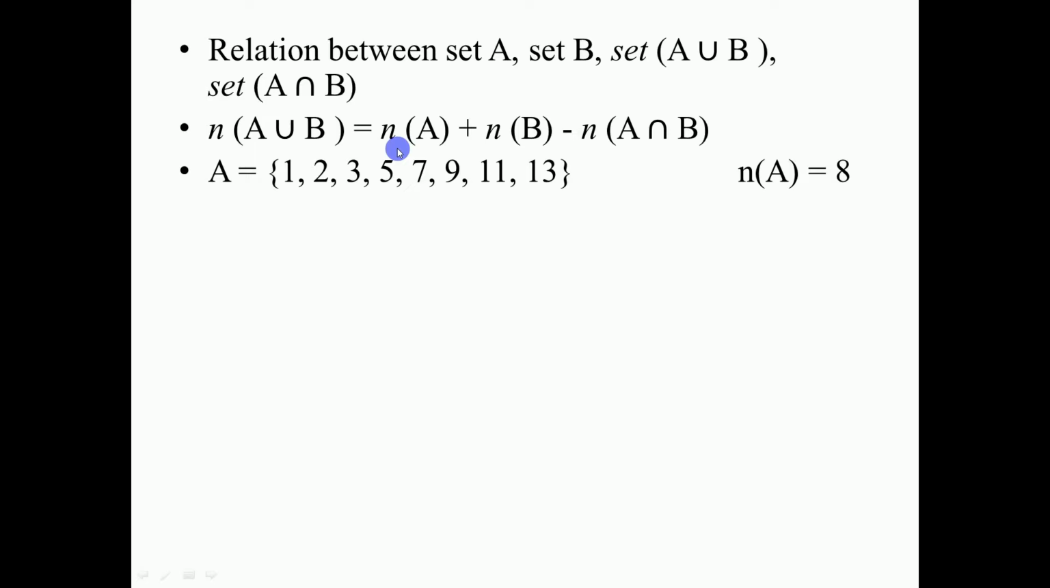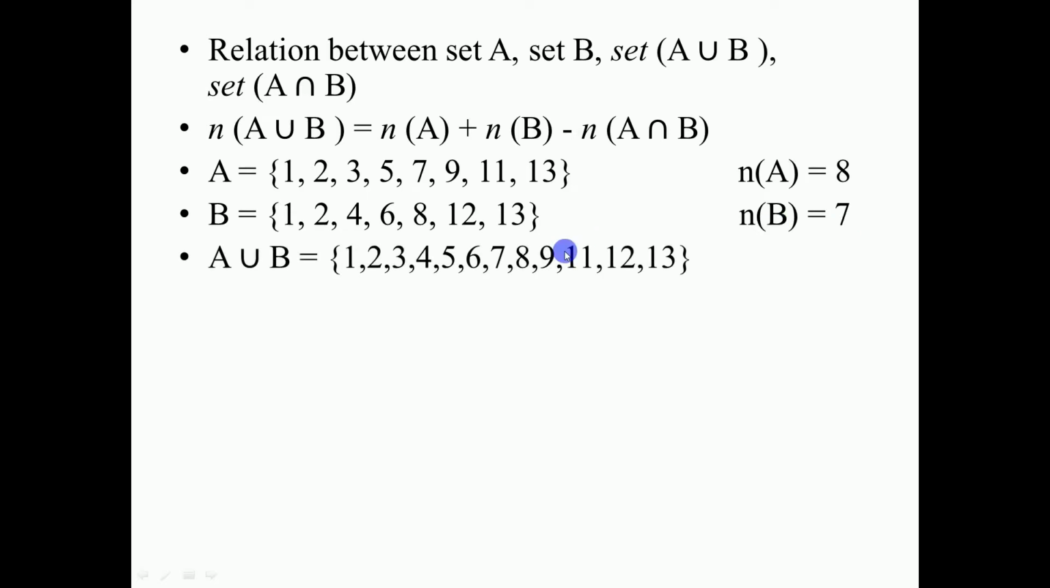So let us take a set A where the elements are 1, 2, 3, 5, 7, 9, 11, 13. N of A is equal to 8 because there are 8 elements present in here. Consider the next set, that is set B, having elements 1, 2, 4, 6, 8, 12, 13. N of B is equal to 7, okay. Now as we have got set A and set B, we are going to find out two more things, that is union and the intersection.